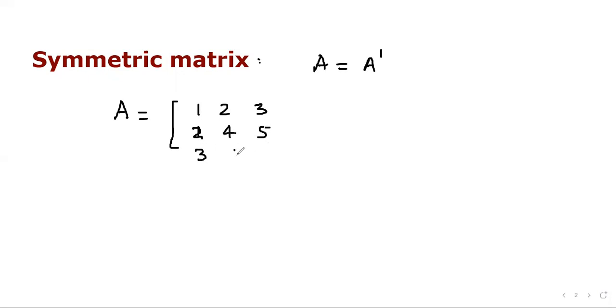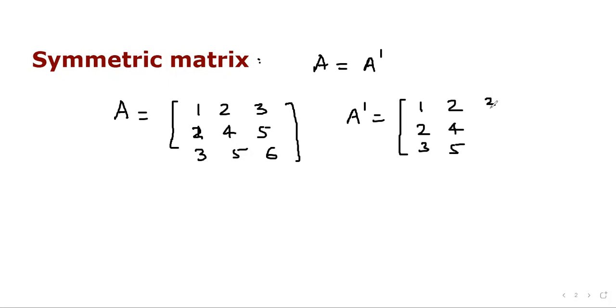Symmetric matrix: A equal to A dash. Let's take an example. Suppose the matrix is given as 1, 2, 3, 2, 4, 5, 3, 5, 6. Now, if we find A dash, rows are changed to columns. So 1, 2, 3, like this. Then 2, 4, 5. Then 3, 5, 6.